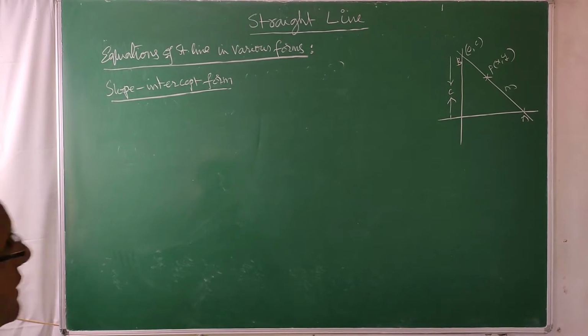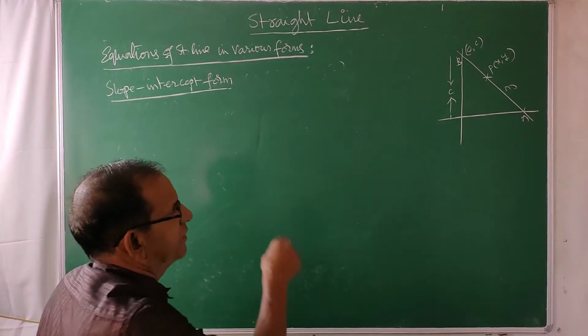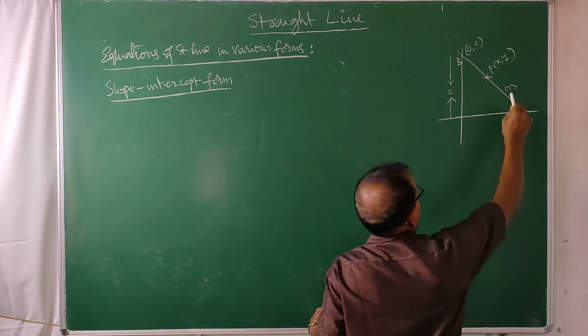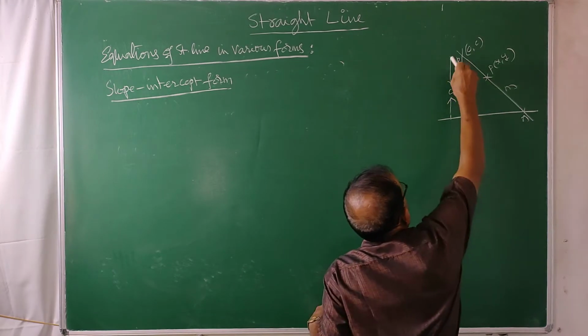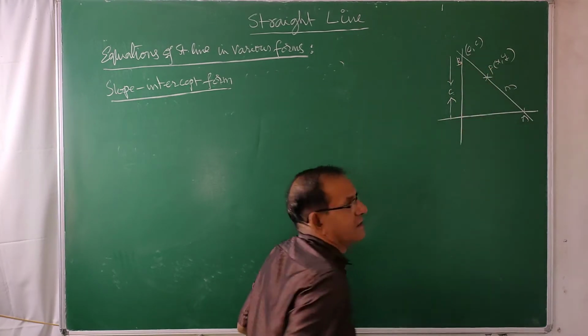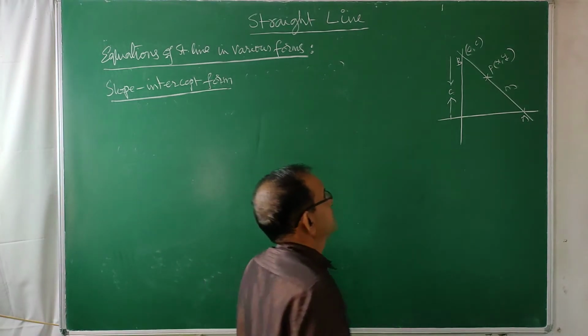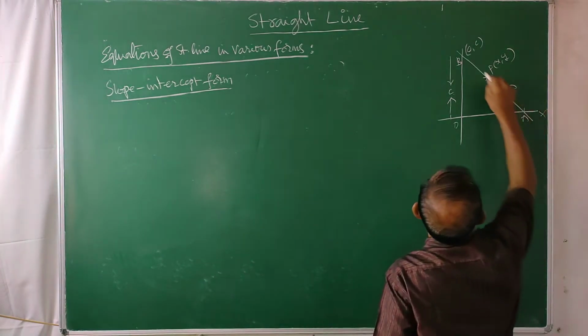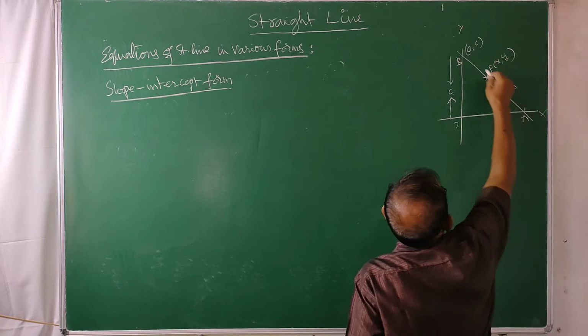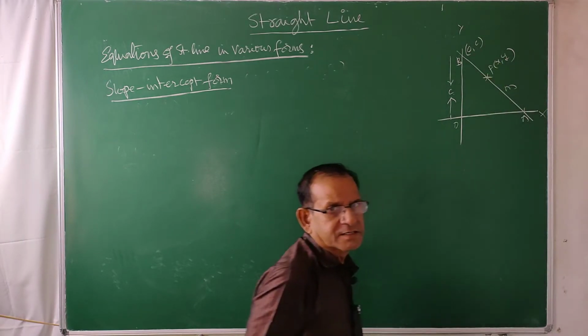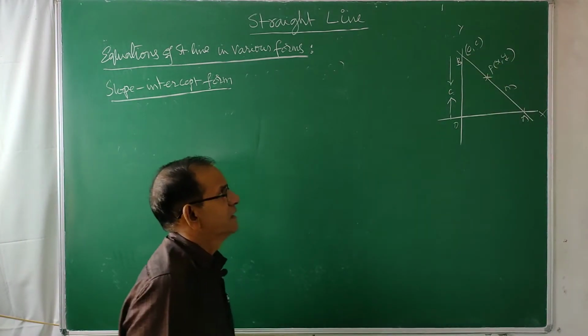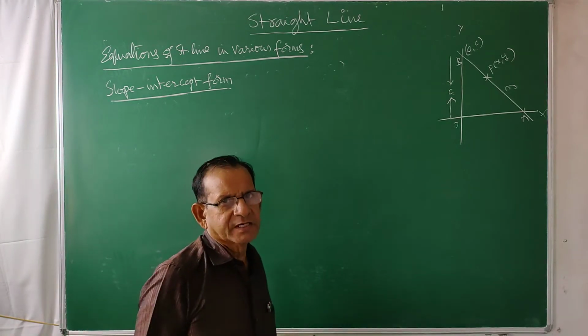Now the second one is the slope intercept form. Here the slope of a line is given as m and its y-intercept is given as c. If the line cuts the x-axis at A and the y-axis at B, then (0, c) are the coordinates of that point B, and let us take a variable point P (x, y) on that line.